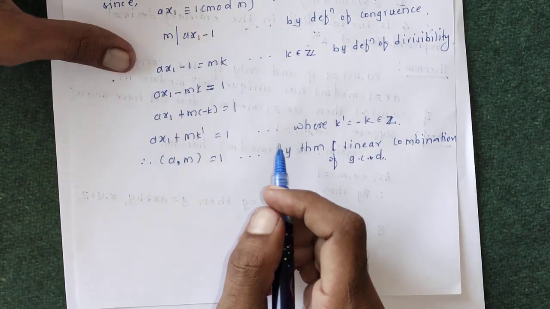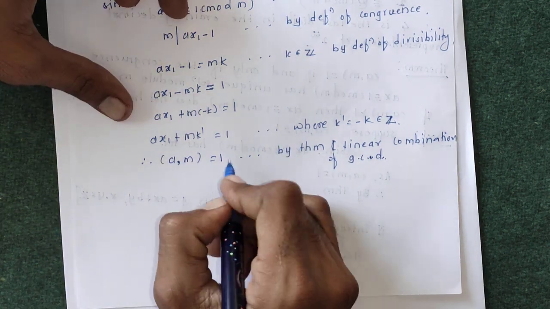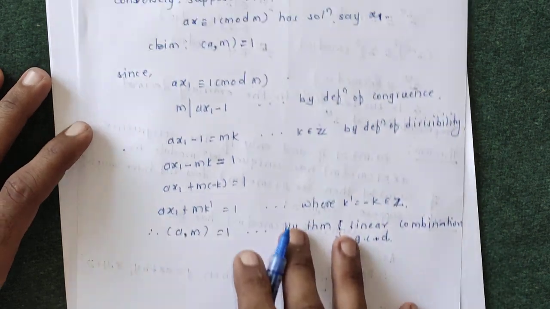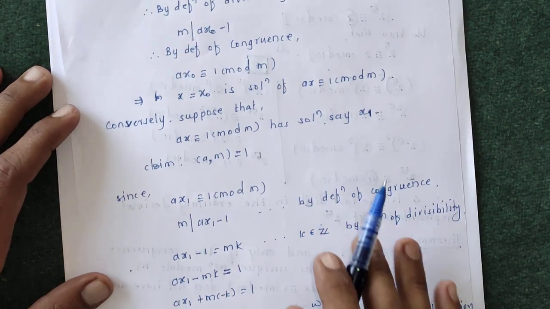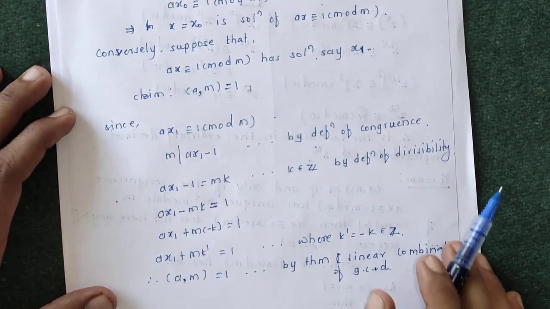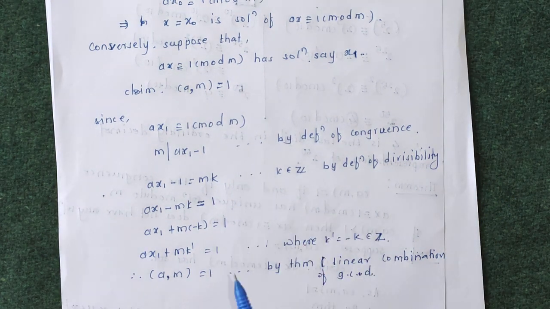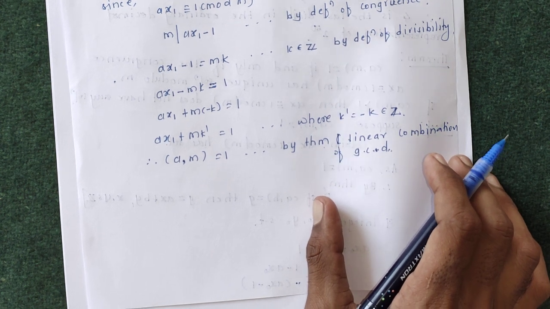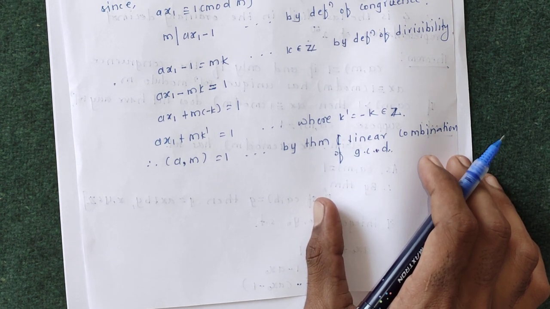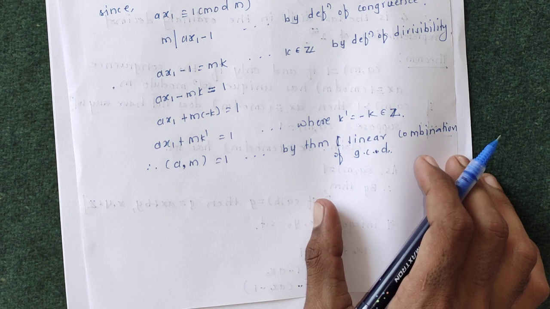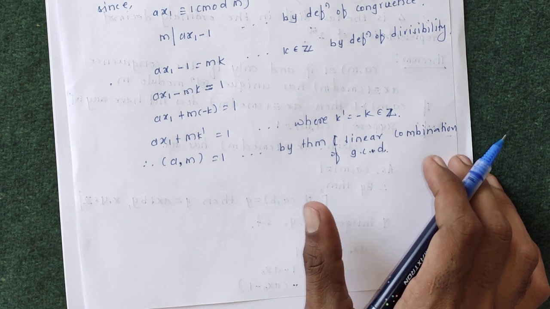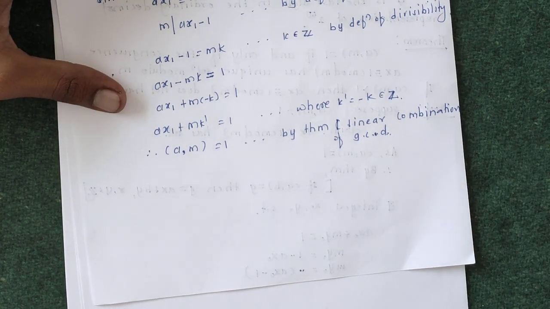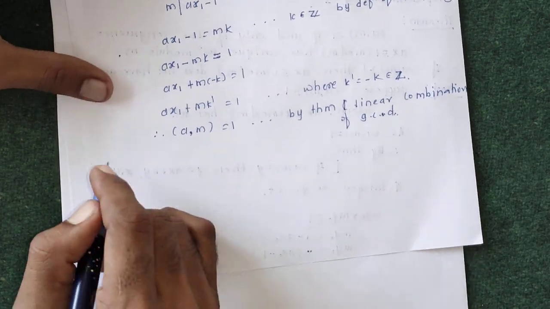So from this we get that the GCD of a and m is equal to 1. So our converse part is proved. Now in the converse part we are just reversing this, but instead of x0 we have taken the integer with the notation x1. Now the uniqueness of solution. In the uniqueness we are going to take two solutions, and if those two solutions are congruent to each other, then we say that this congruence has a unique solution.